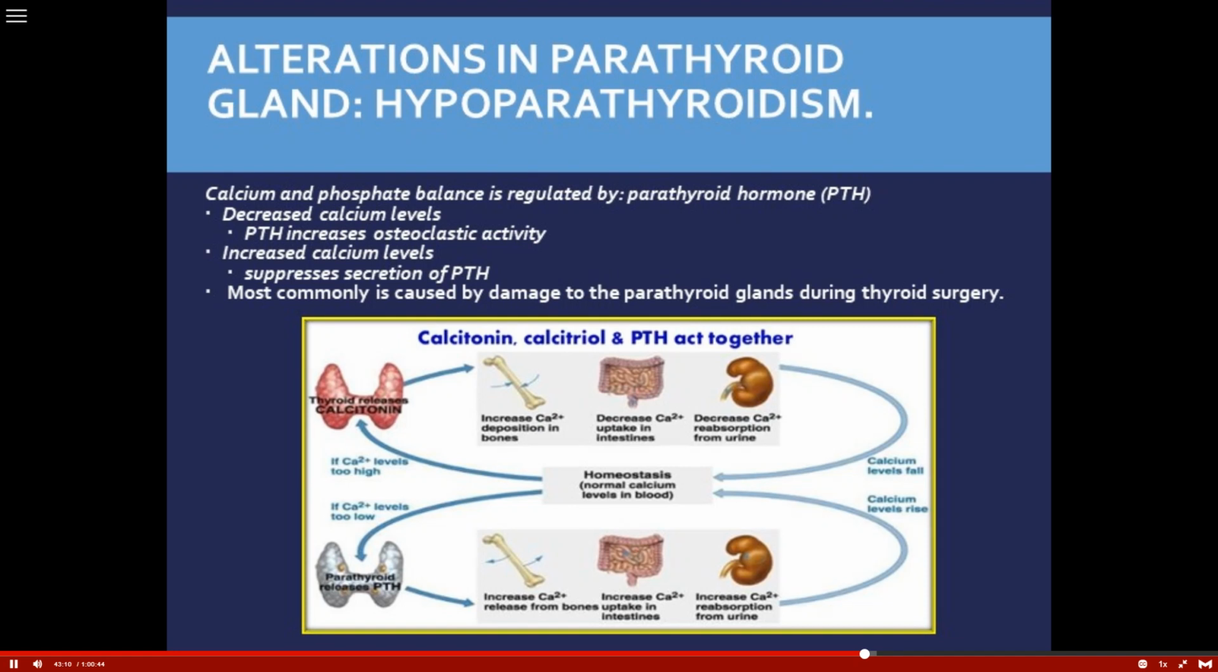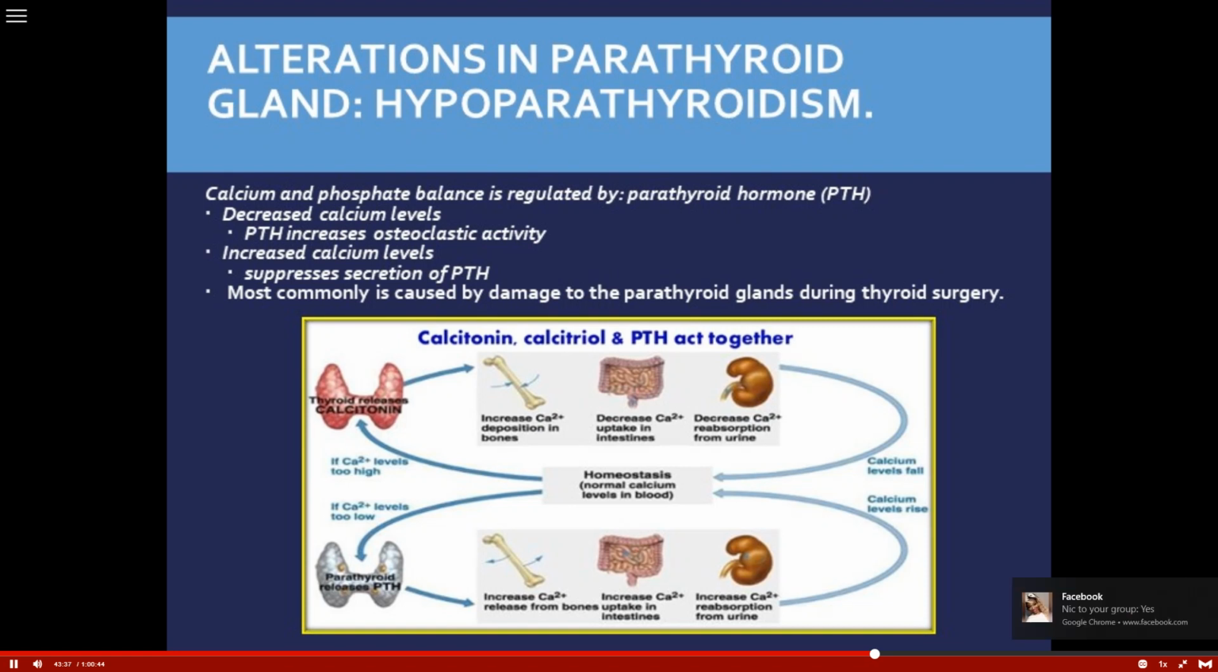Who cares about bones? Other things, so the reverse is when there's increased calcium levels, it's going to suppress secretion of PTH. So you can see the importance. So if there's not enough PTH, right, you're going to see that imbalance of calcium, and then you're going to see the signs and symptoms of not enough calcium in the body.